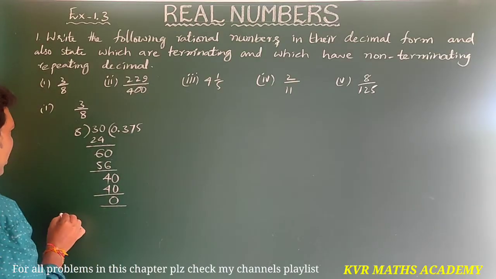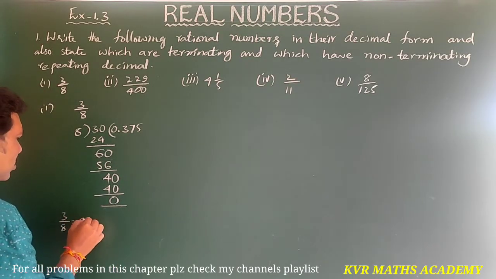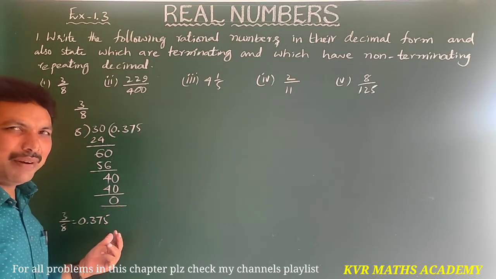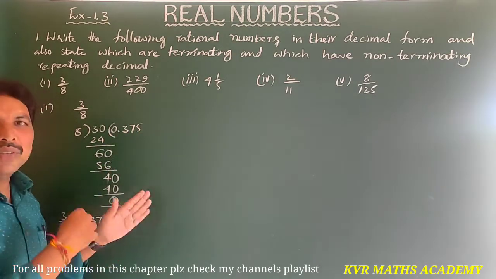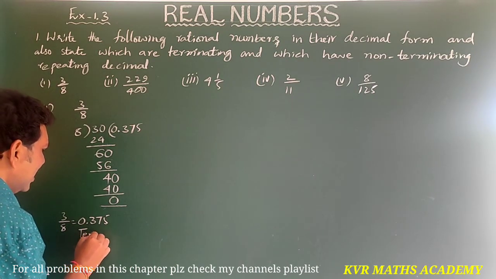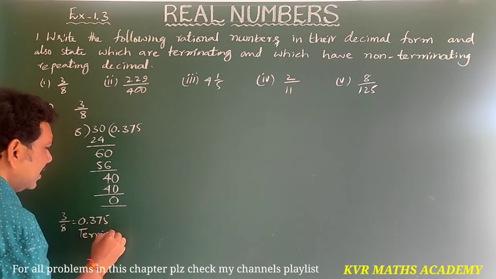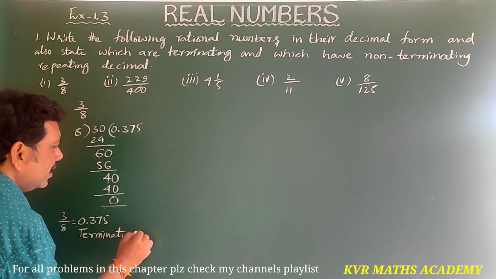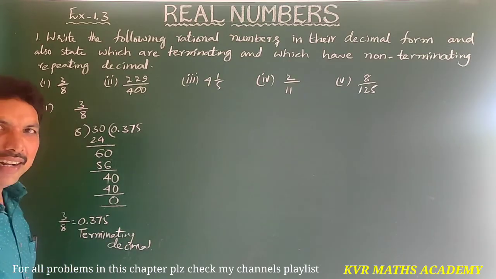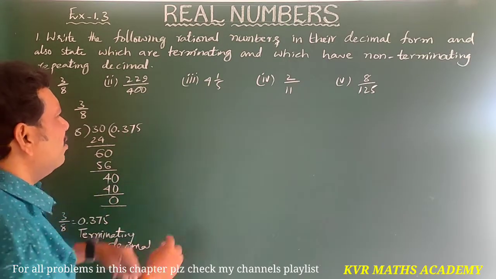So 3 by 8 is equal to 0.375. Is it terminating or non-terminating? It has stopped, so it is a terminating decimal. Understood? Yes. Coming to the second one.